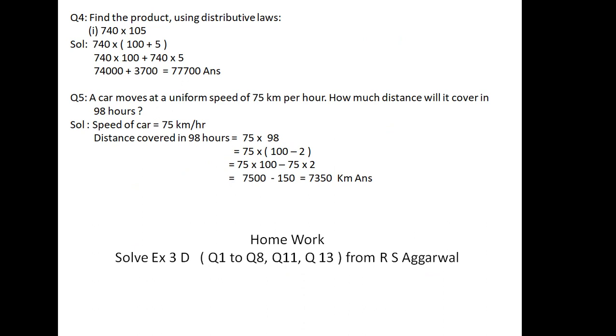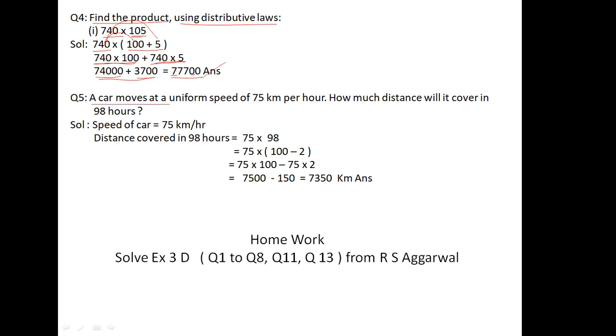Now question number 4 says find the product using distributive law, that is 740 into 105. So we have to use the distributive property in this one. 105 we can write as 100 plus 5. Now 740 multiplied by 100, it will come 74,000, and 740 into 5 will come 3,700. When we add these two numbers, it will come 77,700.